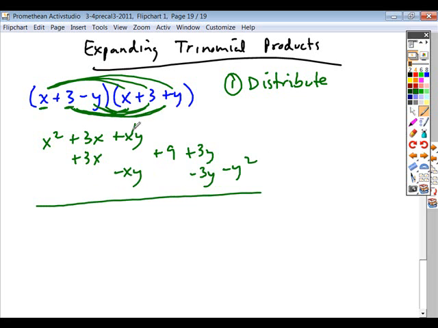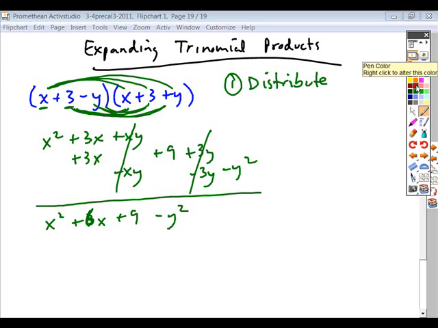And so when I combine these, I see that there's several terms that cancel. I get an x squared plus 3x plus 9 minus y squared. When you write your answer in the homework, what I want you to pay attention to is the degrees of the individual terms. Oops, this is a 6x. Is that what you're going to tell me? Thank you.